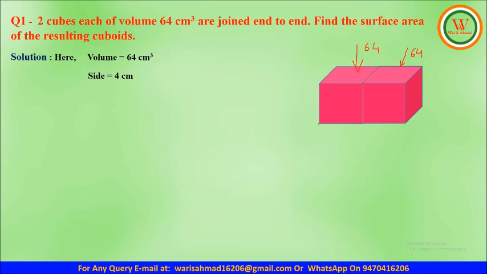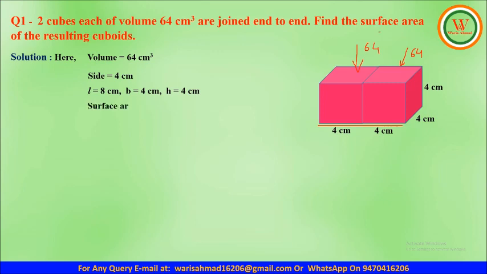Since the length of edge is 4 centimeter, so here we can write this, the measurement of this side will be 4 centimeter. This will also be equals to 4 centimeter. Breadth will be 4 centimeter and height will be 4 centimeter. So resultant length of this cuboid will be equals to 4 centimeter plus 4 centimeter, that will be equals to 8 centimeter. Breadth is 4 centimeter, height is also 4 centimeter. So here we can write length equals to 8 centimeter, breadth equals to 4 centimeter, while the height is equals to 4 centimeter. Now we are going to find the surface area of this resulting cuboids.